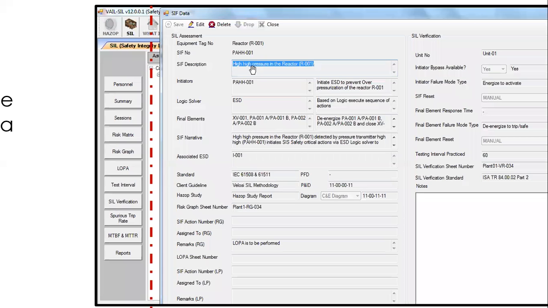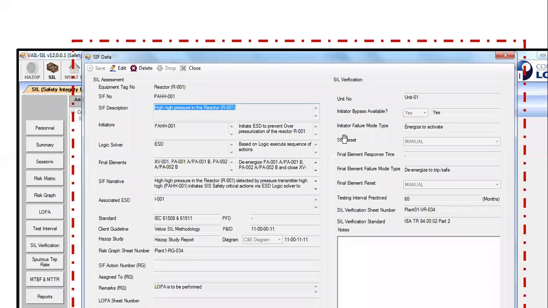we can put more details about the SIF. For example, SIF description, initiator and its detail, logic solver and its detail, and the number of final elements that we have, and then SIF description or SIF narrative and associated ESD, and all the associated documents like what standard we are using, what guidelines we are following, and then HAZOP references, PFD, PNIDs, and then any other diagrams like logic diagrams or cause and effect diagrams, their references, and then other details as well.